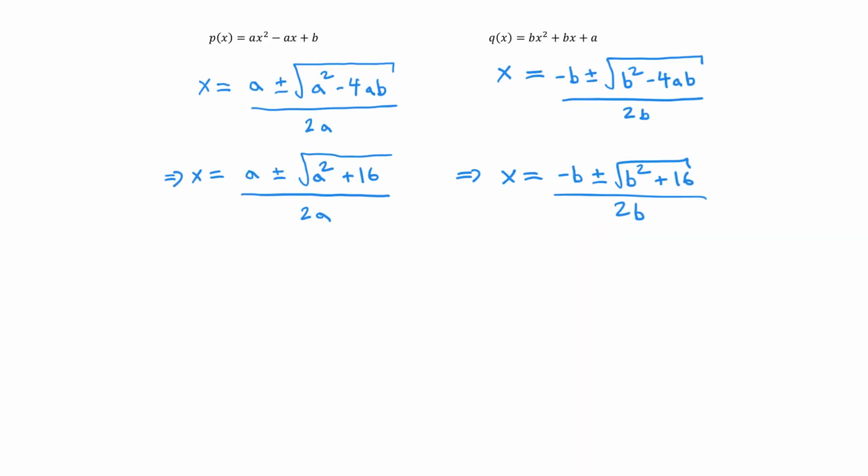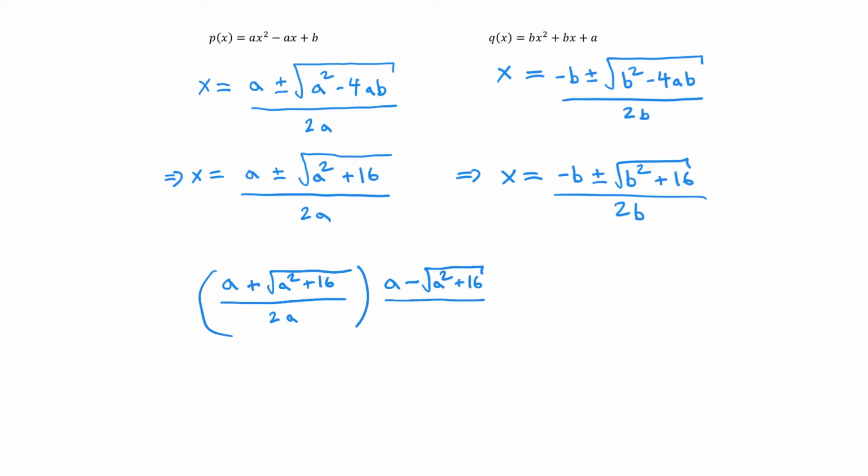Now we can use the part of the question that tells us about the sum and the product of these roots. We found the roots. There's 2 of them for p and 2 of them for q because of the plus or minus. So let's try this out. Let's first write down the product of the roots of p. So that would be a plus, we'll start with that one, the square root of a squared plus 16 divided by 2a. And that's all multiplied by a minus the square root of a squared plus 16, all over 2a.